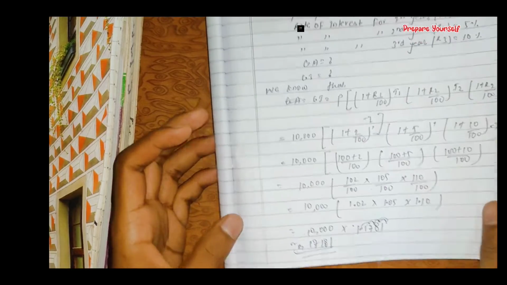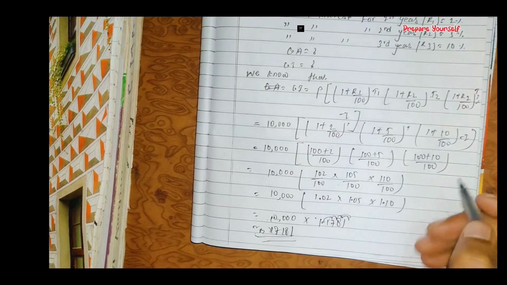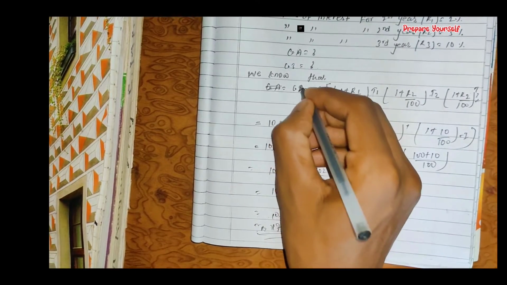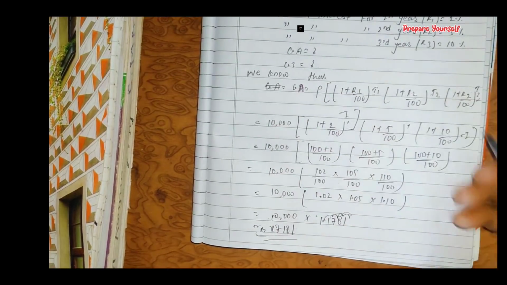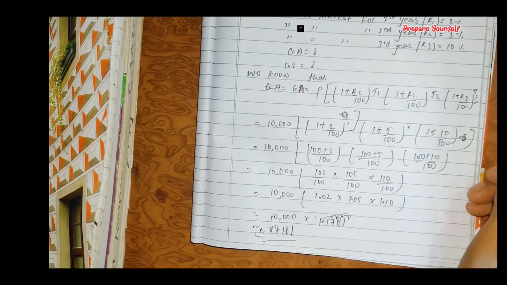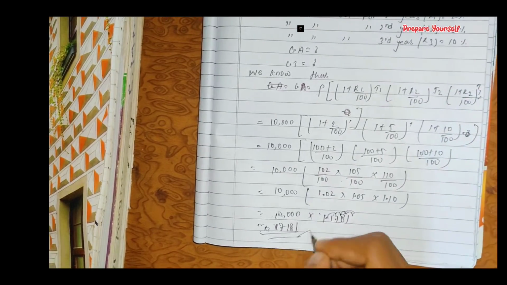So now we have to find the compound amount. Sorry, I have made one mistake. I want minus 1, so this is the compound amount. Okay, so this will be the compound amount. If you want, write this minus 1, I forgot it while solving the question. So this is the compound amount, 11781.